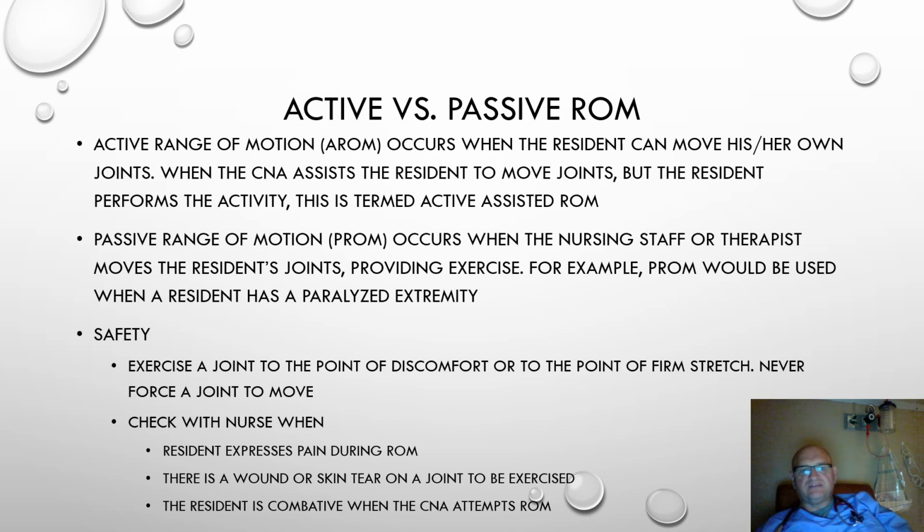Safety: exercise a joint to the point of discomfort or to the point of a firm stretch. Never force a joint to move. Check with the nurse when the resident experiences pain during the range of motion, there is a wound or skin tear on a joint to be exercised, or the resident is combative when you attempt range of motion. Now, we went through range of motion exercises in the lab, so you should be familiar with the different types of exercises and which joints to exercise.